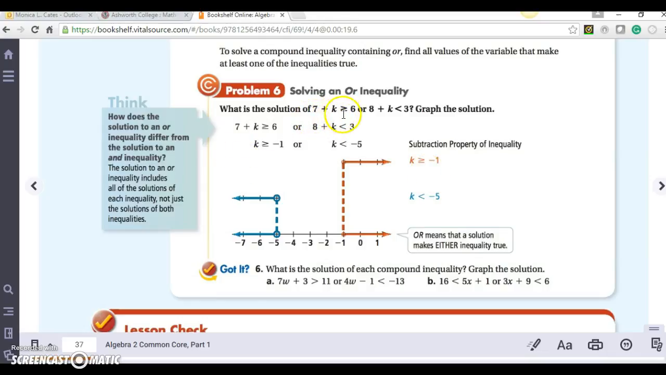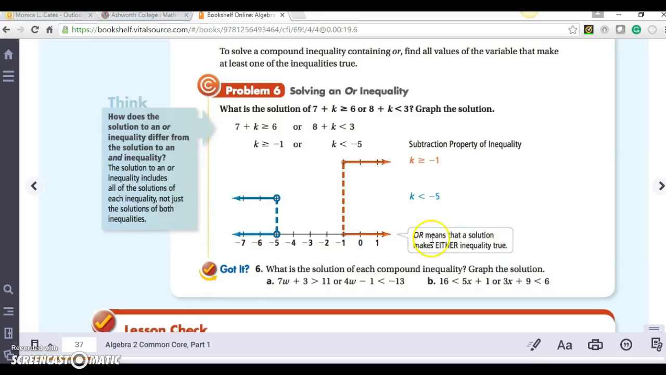We have 7 plus k is less than or equal to 6, or 8 plus k is less than 3. I'm sorry, this is greater than or equal to. Please forgive me. So first I'm going to subtract 7 from both sides, and I get k is greater than or equal to 1. And here I subtracted 8 from both sides, and I got k is less than -5. And so for my 1, I have to shade it in, and if it's greater than, I'm going to the right. And for -5, it's going to be an open dot because it's not equal to, and it's less than, so it's everything going towards the left.